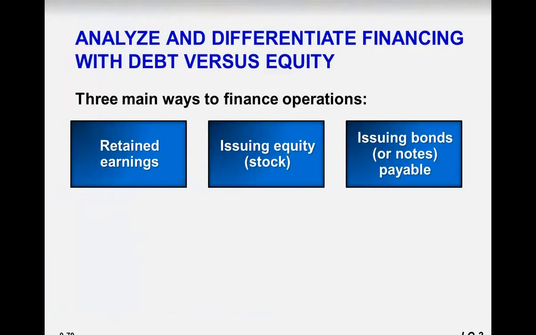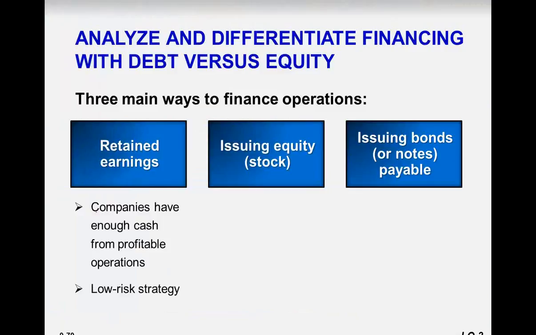The difference between debt and equity financing is that equity is ownership, and debt means we're just borrowing the money and we'll pay the money back. So there are three main ways to finance operations. One is retained earnings of the company. If we need to buy something and we have enough in retained earnings, we can use that money to buy any long-term asset that we need, or we can use it to do a bonus to our employees, as long as we have enough cash from profitable operations.